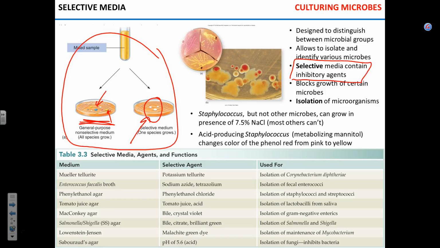That allows you to, well, isolate, but more importantly, identify certain groups of microorganisms in your sample. The example here is Staphylococcus. Okay? So, Staphylococcus is quite a unique group of microbes. They can grow on high salt.